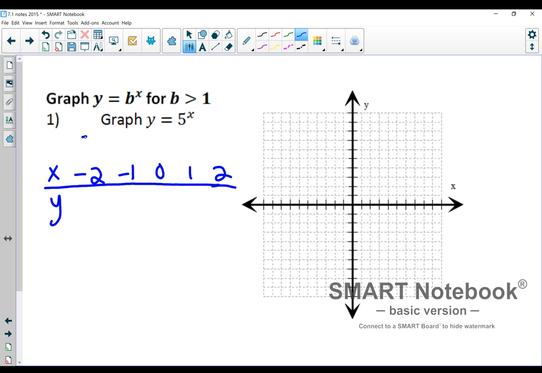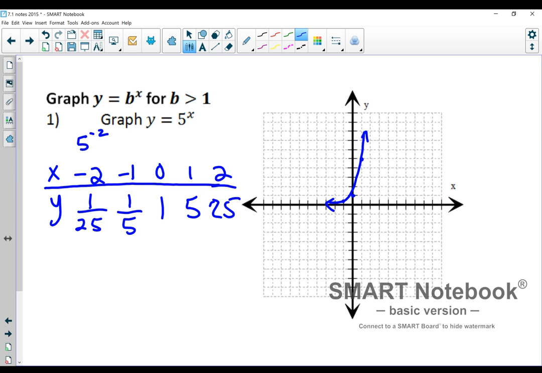5 to the -2 power. Remember how negative exponents work. This will be 1/25. 5 to the -1st will be 1/5. 5 to the 0 power is just 1. 5 to the 1st is 5. 5 squared is 25. So now I'm going to go ahead and plot the points I can. -1, 1/5 is going to be tricky, but I'll go ahead and plot it. Here's 0, 1. And here's 1, 5. And I do have exponential growth here.